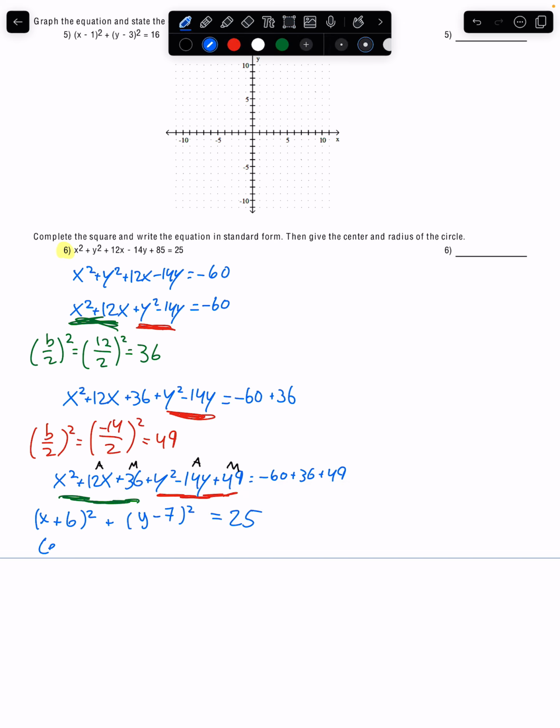And then the center would just be whatever makes the x and y part 0, so negative 6, positive 7. And the radius would be this 25 right here. We take the square root of it, which leaves us with 5. That's going to be all for this worksheet.